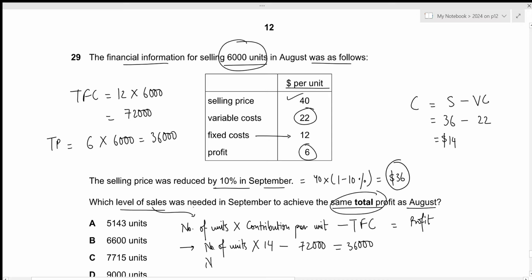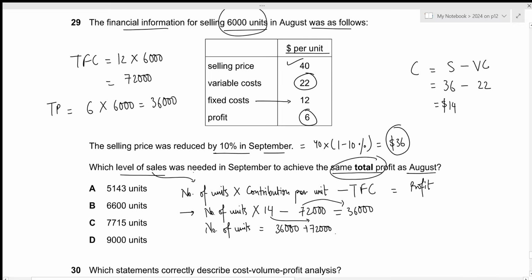Now we just need to solve the equation. So the number of units is just going to be 36,000. The 72,000 goes to the other side, so we have to add it. The 14 goes to the other side as the denominator. So 36,000 plus 72,000 divided by 14. This results in the value of 7,714.29. And remember, whenever we are calculating the number of units, we always have to round it up. So it's going to be 7,715 units. That's the answer we're looking for, which is given by option C.